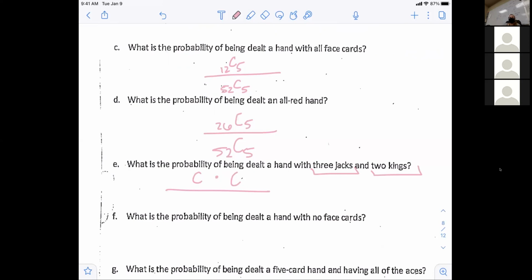I'll show you what happens when we add them, but right now it's multiply. So how many jacks are there? And how many do I want? So 4 choose 3. And how many kings are there? And how many do I want? 2. Good. 4 choose 2. And then it's all still over 52 choose 5.